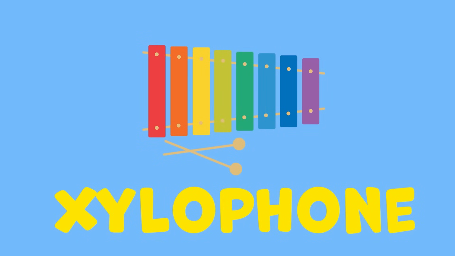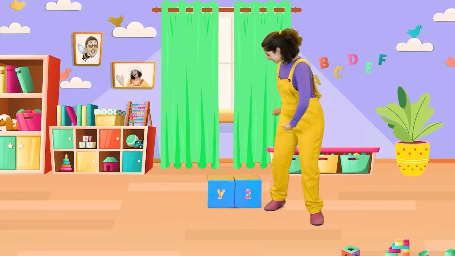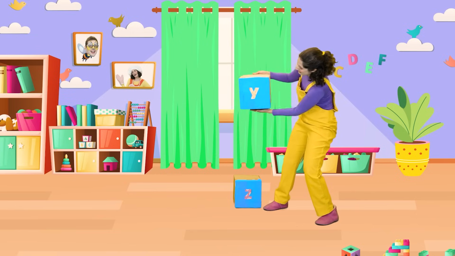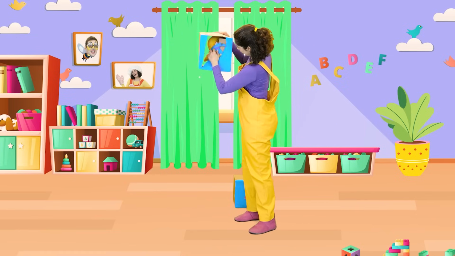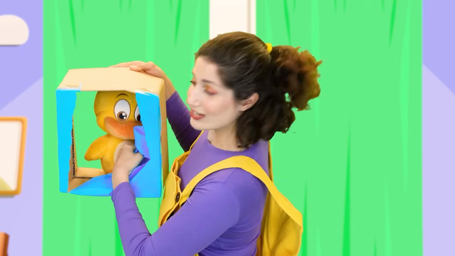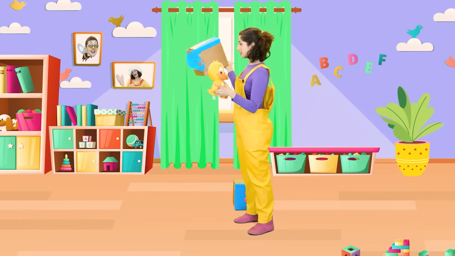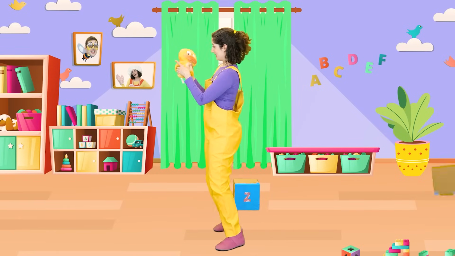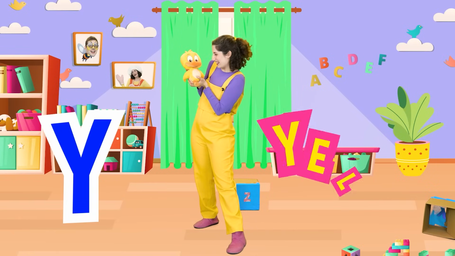X, xylophone. Kids, our next letter is the letter Y. Let's see what we have here. Look at here. There's a yellow duck. Yellow is a color and this duck is yellow.